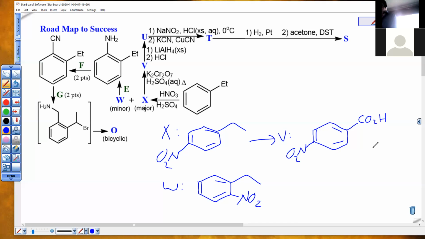When you treat both nitro groups and carboxylic acids with lithium aluminum hydride, you get reduction of each. And we need to know that a nitro group becomes an NH2 and a carboxylic acid becomes a primary alcohol. Yeah, the stuff we learned before never goes away, does it? Primary alcohol and an NH2. And that's molecule U.